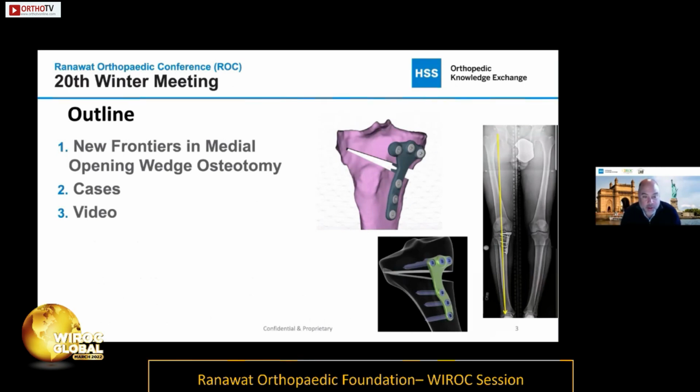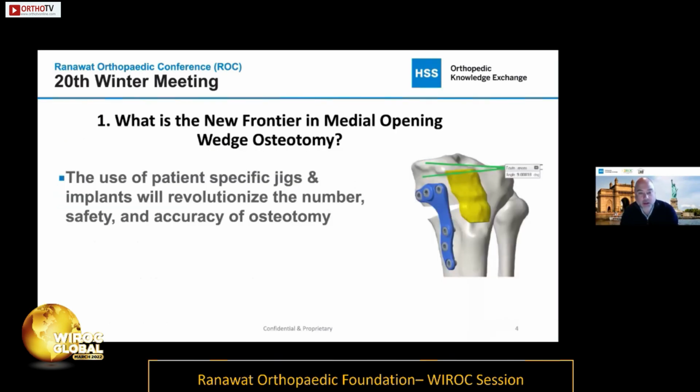So we're going to talk about new frontiers in needle opening wedge osteotomies. I'm going to talk on some cases and show a video. I really think the use of patient-specific jigs and guides will revolutionize the number, safety, and accuracy of osteotomy.